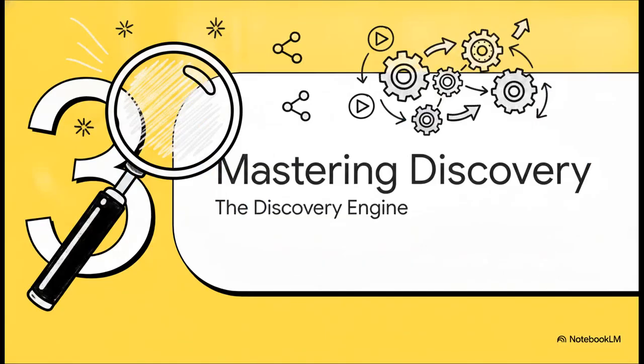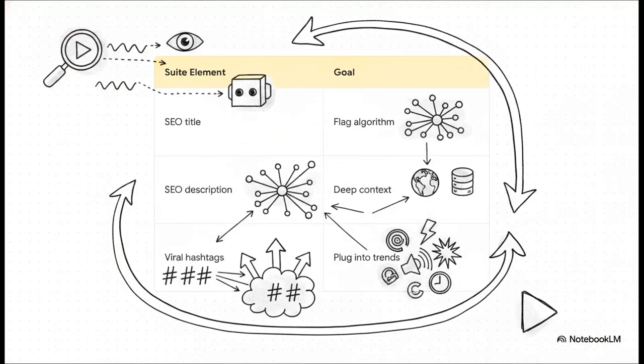Section 3. Mastering Discovery and Packaging. The Discovery Engine. Okay, so the suite outlines this incredibly tight SEO matrix made up of 3 distinct elements: the SEO-optimized YouTube title, the SEO description, and viral hashtags. And the key takeaway here is that none of these exist in a vacuum. They function as one cohesive discovery unit. The title flags down the algorithm and the human viewer at the exact same time. The description feeds all that deep, contextual data the search engine craves to index you properly. And the viral hashtags? They plug your content directly into broader, moving trends. It is a completely synchronized attack to make sure you get found.